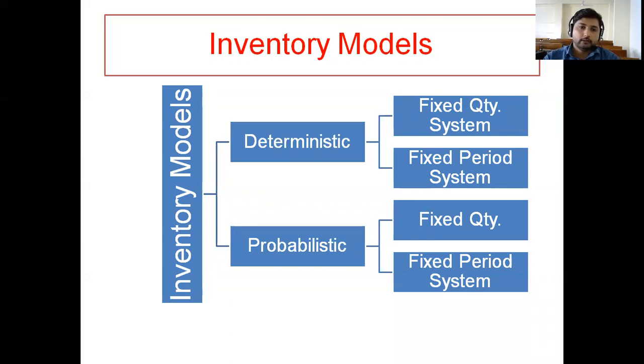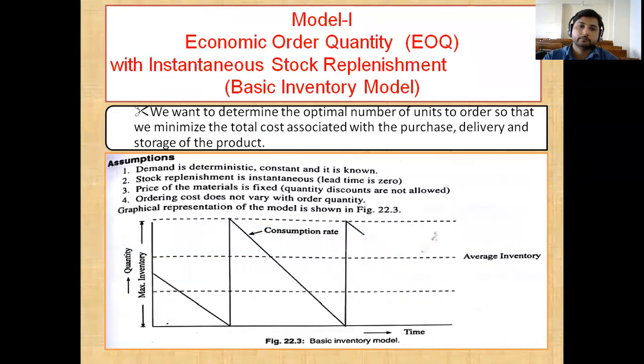Okay, inventory models. There are two inventory models, deterministic and probabilistic. There are two classifications of the deterministic model, fixed stock quantity system and fixed stock period system. The probabilistic model is also classified as fixed stock quantity system and fixed period system. Is there any question, any doubt?